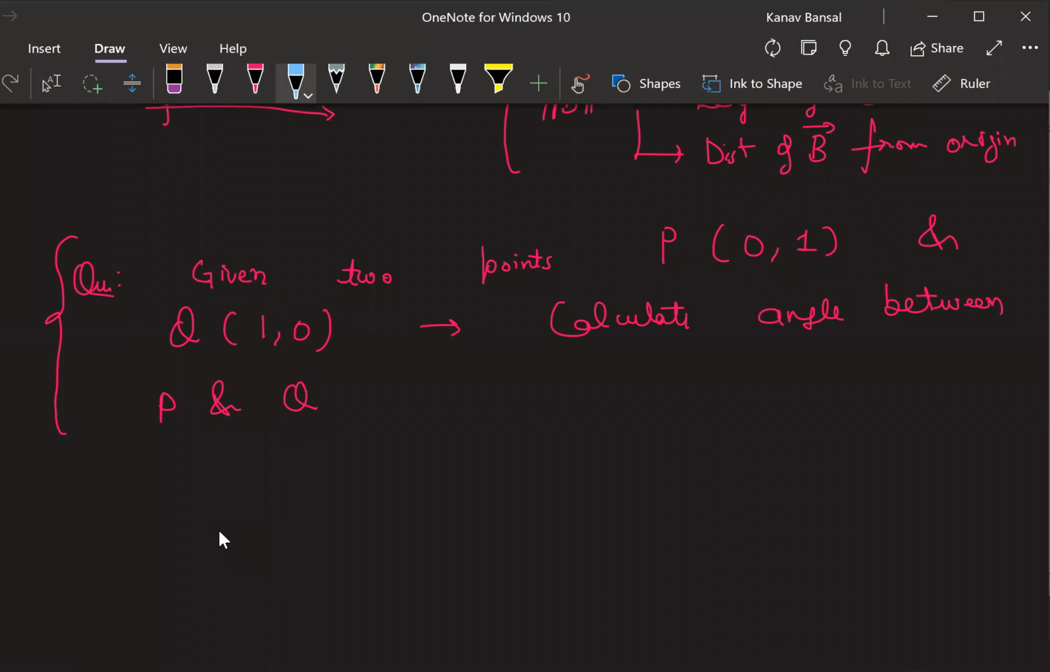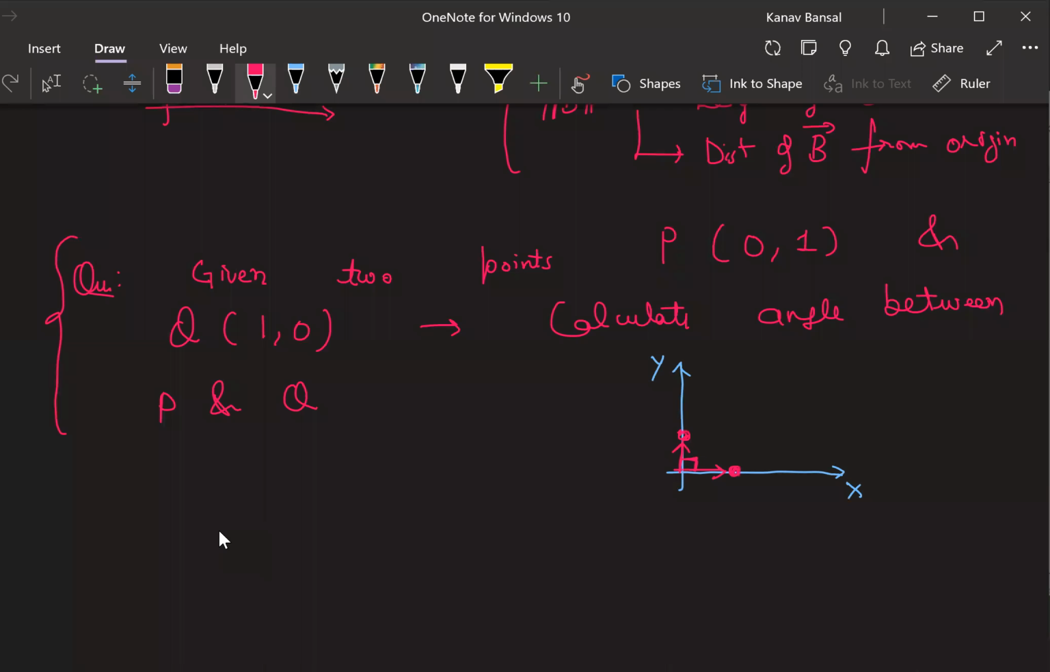Okay, 90 degrees. Even if I look at it visually, it is a two-dimensional thing, so I can directly see it. This is the x-axis, this is the y-axis. Point P is 0 on the x-axis and 1 on the y-axis, so it will look something like this. Similarly, point Q will look like this, 1 on the x-axis and 0 on the y-axis. Now, this is the vector P and this is the vector Q. So what is the angle between these two vectors? It is 90 degrees.